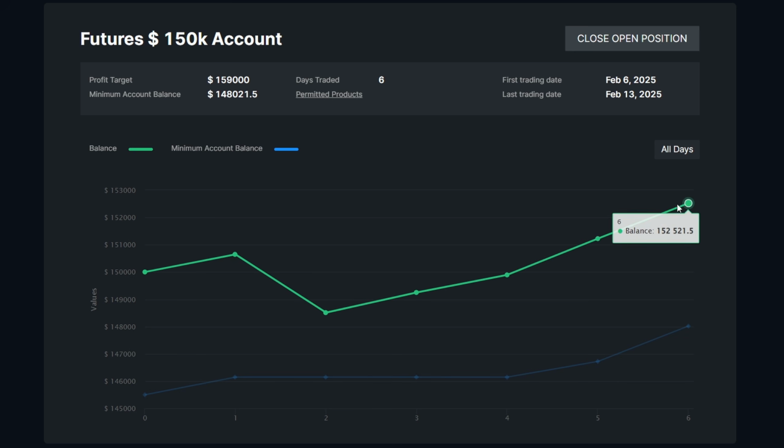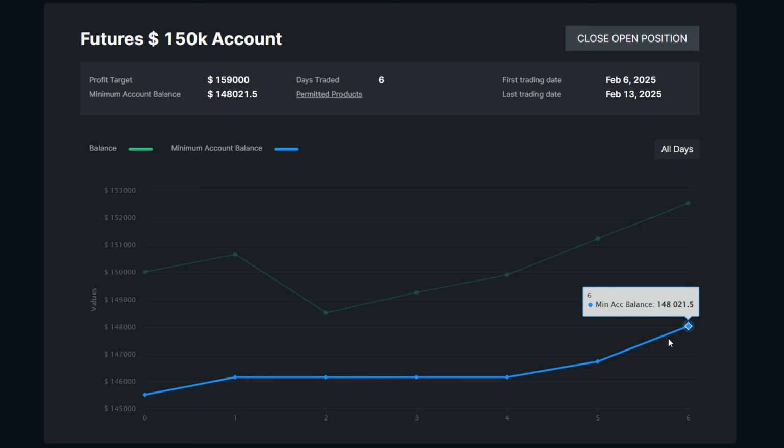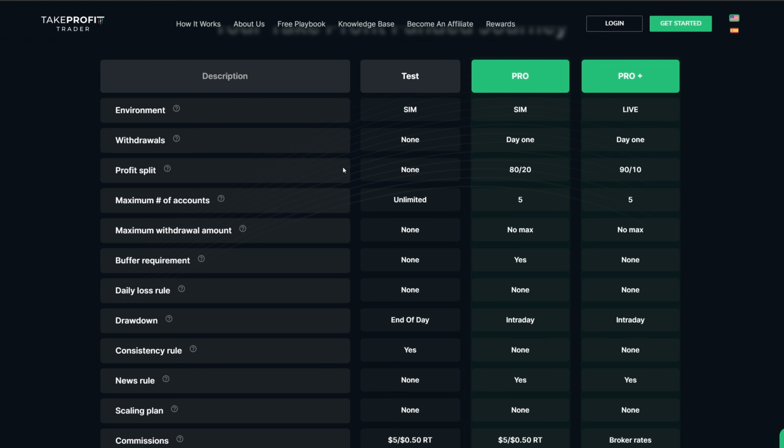And now as I continue to make new highs in this account, you can see the trailing drawdown continues to follow. Now, this trailing drawdown will not move throughout the day. So intraday, the trailing drawdown will not move. Now, when we come over and start looking at the drawdowns in both the Pro and Pro Plus account, notice they have intraday trailing drawdown, which means the drawdown is going to move as we are in trades. It does not just move at the end of the day, and that trips some traders up.